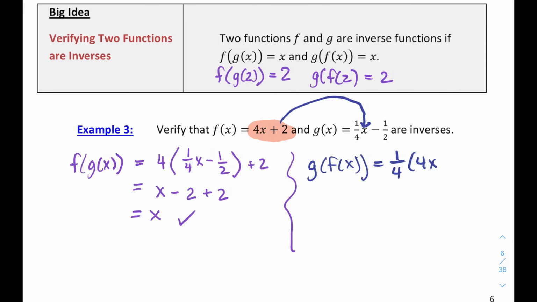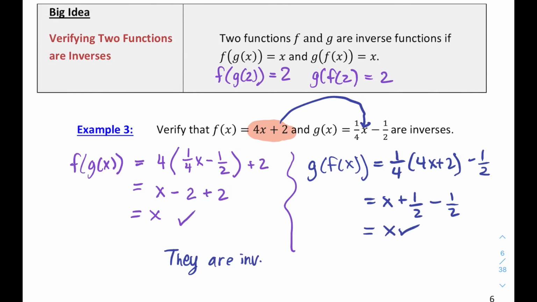So I'll take 4x plus 2, replace x with it in g of x, and then if I multiply that 1/4 in and simplify, I do get back to x. So both times we got our original input variable back. That means they are inverses. If you do not get x back, they are not inverses.